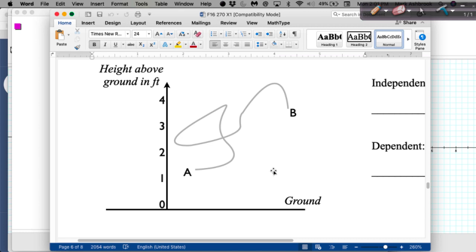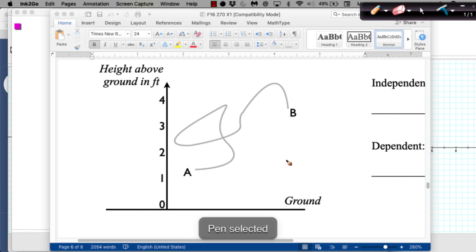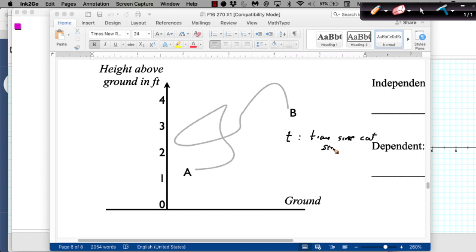But we learned last time about these things called parametric functions, right? So how could it be a function if it was thought of parametrically? t could be like time since the caterpillar started moving. And then what's the dependent thing? So independent, time, dependent. What could it be?